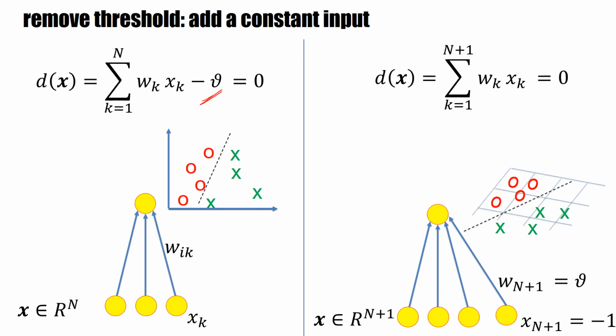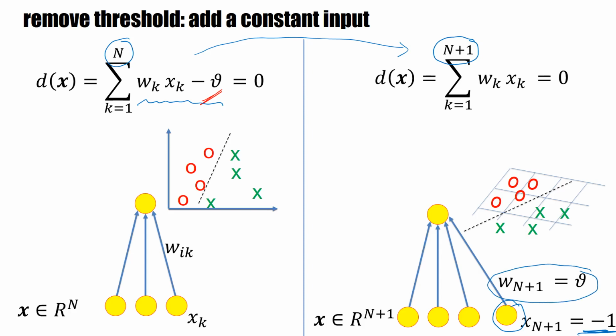But now let's look together at this equation here. Well, theta is also just a sum. So we can now increase this sum to n plus 1. Here it was n, and now we go to n plus 1. And if you go to n plus 1, then we have one more input, which I've drawn here. And this input is always -1. And now I can treat what used to be the threshold theta as one extra weight, the weight with index n plus 1. And so these two expressions here on the left and on the right, they are completely equivalent.